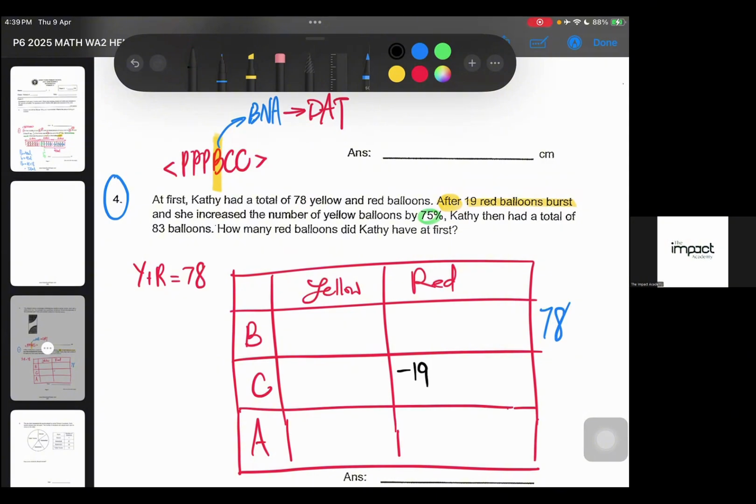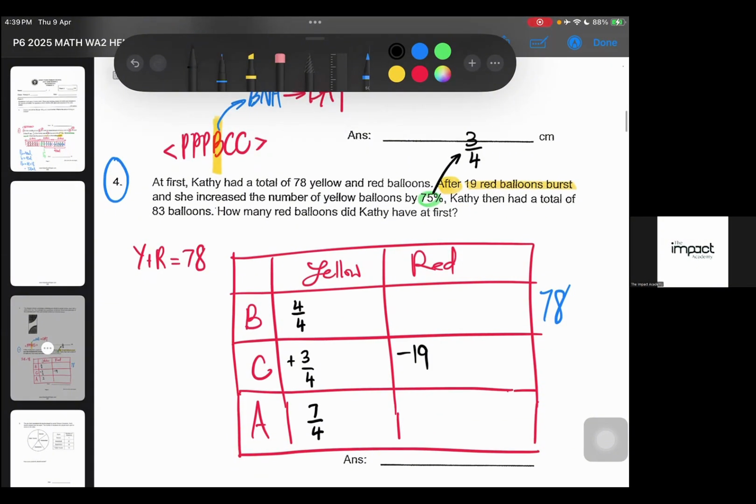They say 19, so I have to minus 19. True? Did she do anything to the yellow? It increased by how much? 75%, right? So 75%, we convert that to 3 over 4. That means if I plus 3 over 4 here, I will have 4 over 4 here. That means I will have 7 over 4 over here. You get what I'm trying to say?